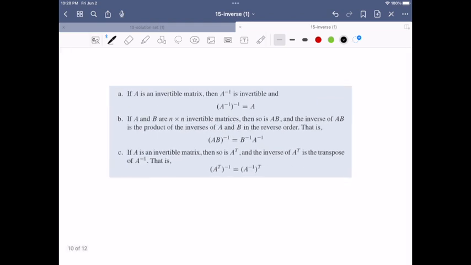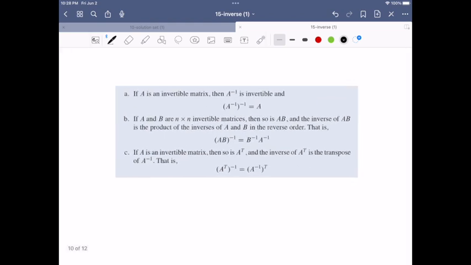Alright, there are some propositions we want to present. If A is an invertible matrix, then A inverse is invertible, and the inverse of A inverse equals A itself. So if you take the inverse twice, it goes back to A. And (AB) inverse equals B inverse A inverse.